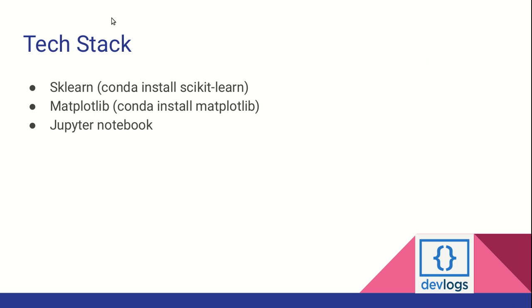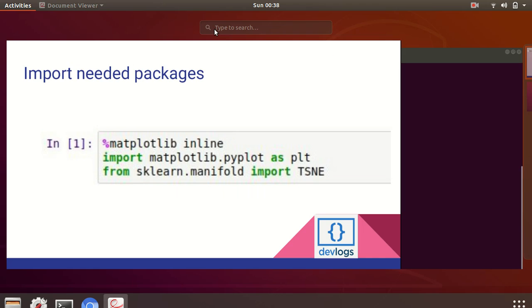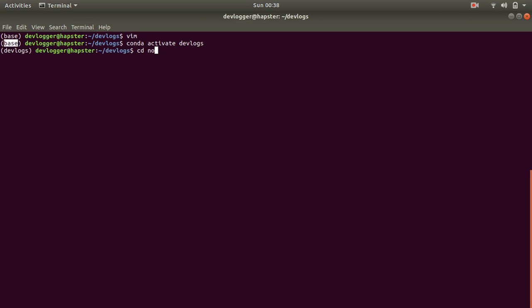Don't forget, we need the scikit-learn package and the matplotlib package, and you can issue these commands: conda install scikit-learn and conda install matplotlib to make sure that your environment will have those packages. The first thing we'll do is go to the notebooks directory and initialize our Jupyter Notebook server by saying jupyter notebook.